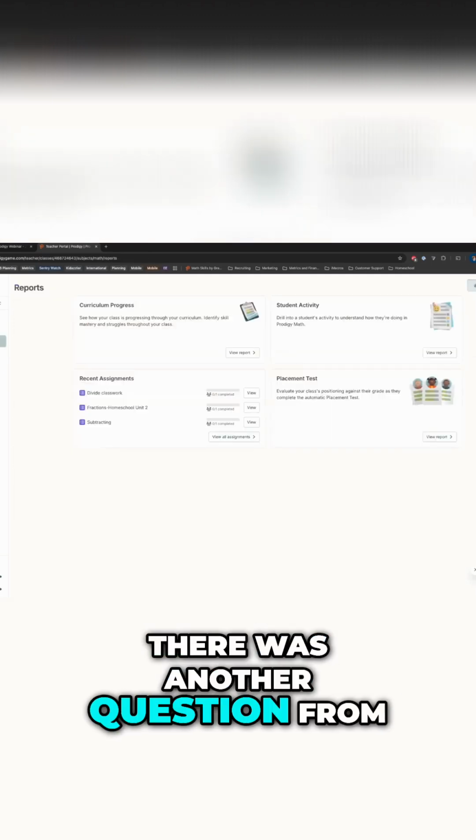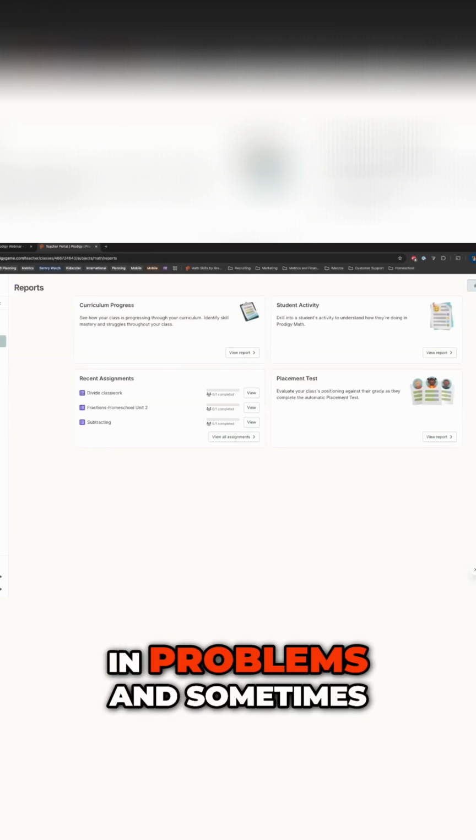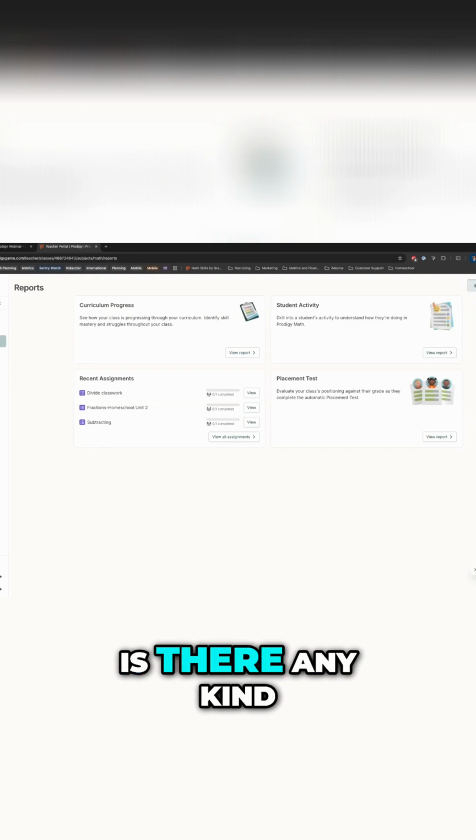Rohan, there was another question about the manipulatives that sometimes they're available in problems and sometimes they aren't. Is there any kind of pattern to that or plans to?